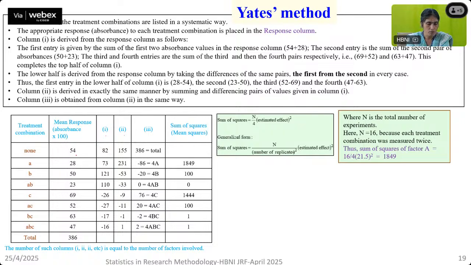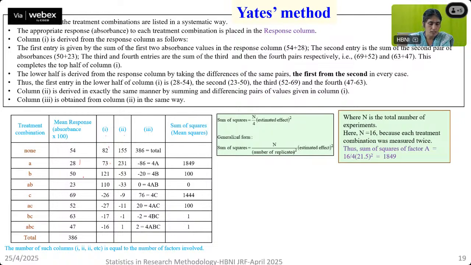This is the sum of the first 2 values. All the parameters at low level, then A at high, B at high, A and B both at high, C at high, A and C both at high, B and C both at high, all the factors at high. These are the input variations and the measured responses, the average responses. In column 1, the first numerical value is derived by taking the sum of the first two pairs.